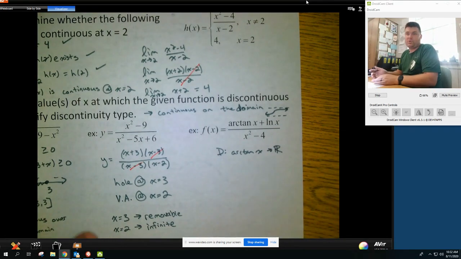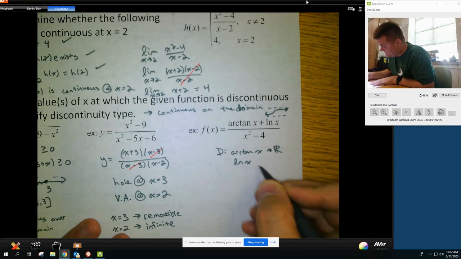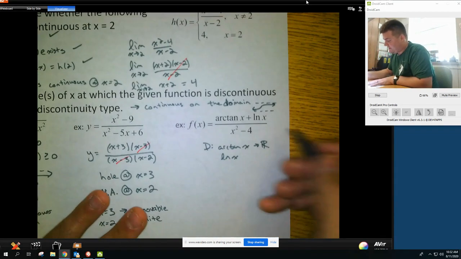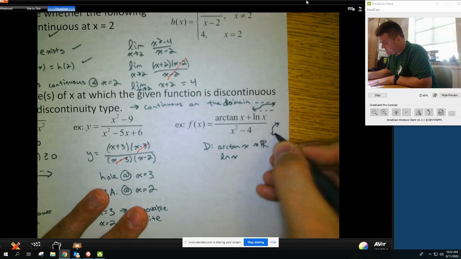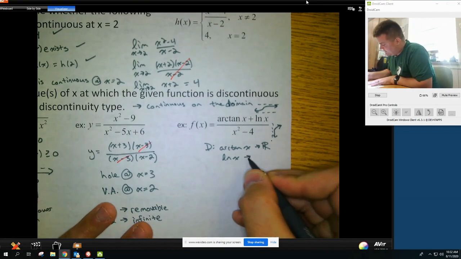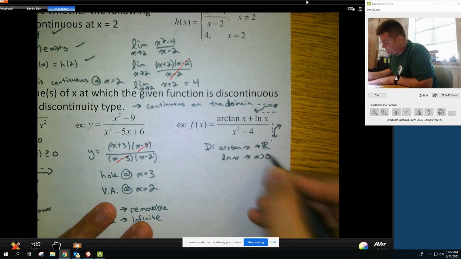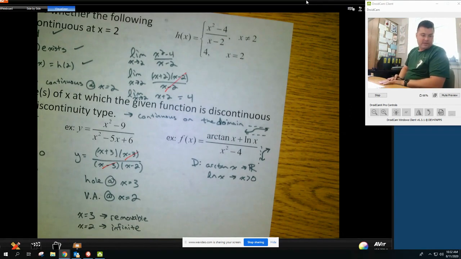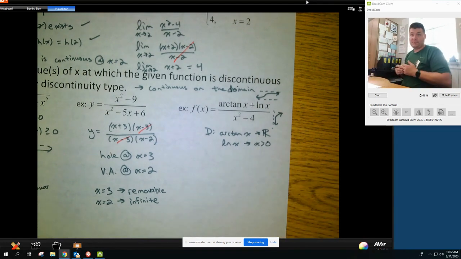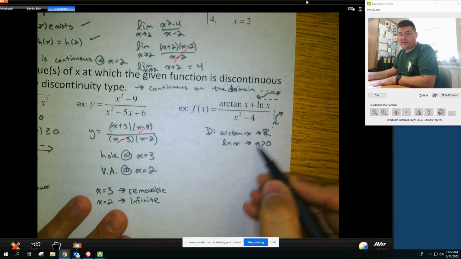Okay, no worries there. Next part is going to be the ln of x. Again, don't remember how to do that, look it up on the old Google machine. But the ln of x looks like this. It does have a vertical asymptote, so that's only going to happen when x is greater than 0. And then that's it for each individual piece, because the bottom piece is a polynomial. So essentially, I'm just looking for when x is greater than 0.